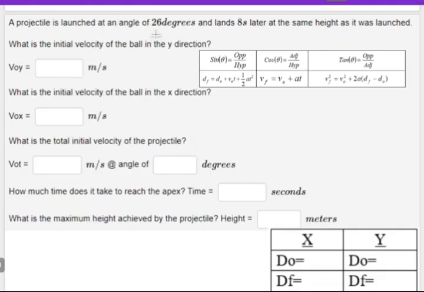All right, guys, let's go ahead and take a look at this last problem here. It says a projectile is launched at an angle of 26 degrees and lands 8 seconds later at the same height that it was launched at.